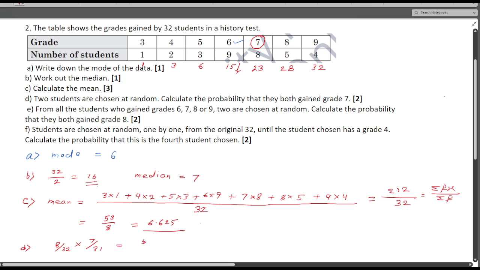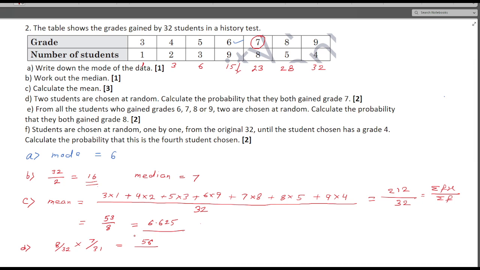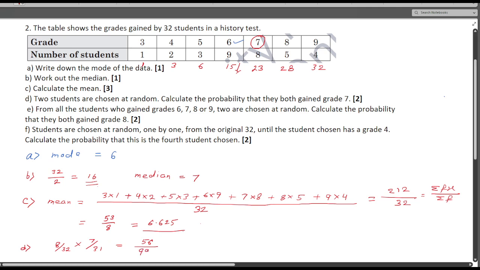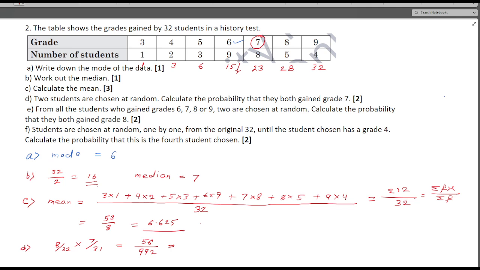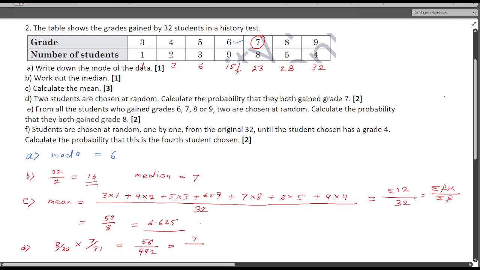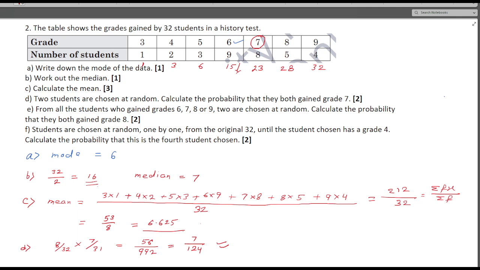So 8 times 7 is 56. Your result is going to be 56 divided by 32 times 31. 32 times 31 will give me 992. So 56 divided by 992, in simple form, is 7 divided by 124. The result is 7 divided by 124. So this is your answer for D.